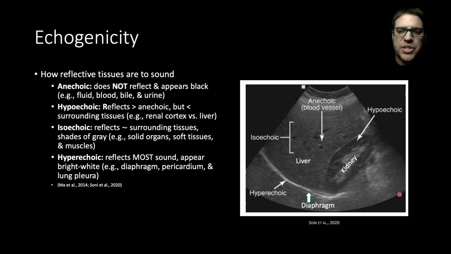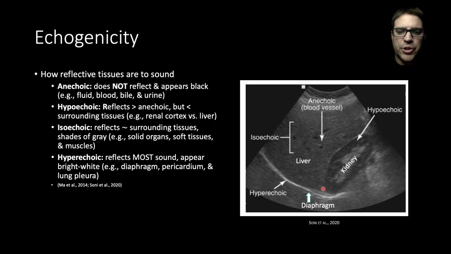Hypoechoic tissue reflects more sound waves than anechoic, but relatively fewer than surrounding tissues or structures do. The renal cortex, relative to the liver, would be an example of a hypoechoic tissue. So again, looking back at this picture, as you can see, this is the kidney, and this is the liver. And this region right here is the renal cortex. As you can see, it reflects fewer sound waves than surrounding structures. But it's not anechoic because, if you look closely, you can see that it does actually reflect sound.